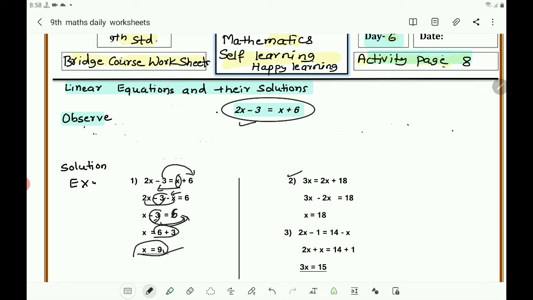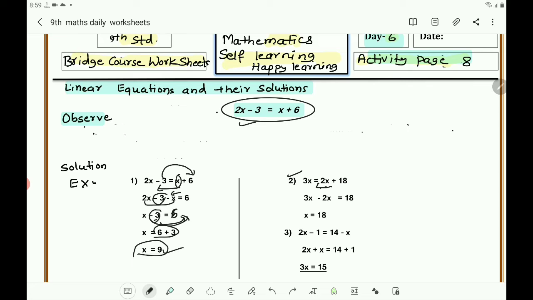Now you take the second example. Here what is the linear equation? 3x equals 2x plus 8. Then how will you solve this equation? Here in the RHS also there is variable 2x. So you transfer that to the LHS. Then LHS becomes 3x minus 2x. When this 2x is transferred to LHS, it becomes 3x minus 2x.